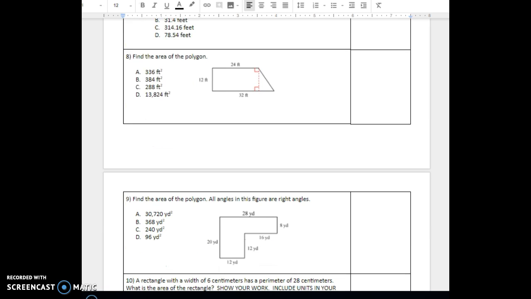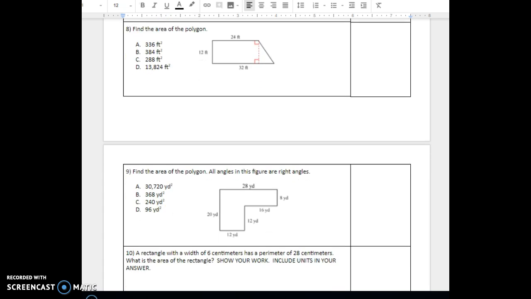Question 8. Find the area of the polygon: A. 336 square feet, B. 384 square feet, C. 288 square feet, D. 13,824 square feet.